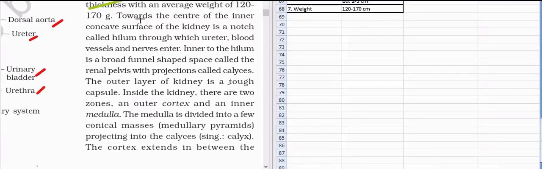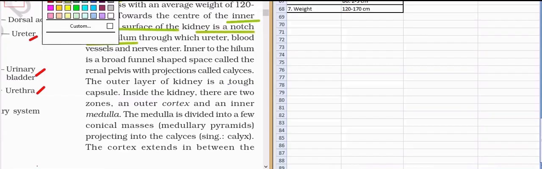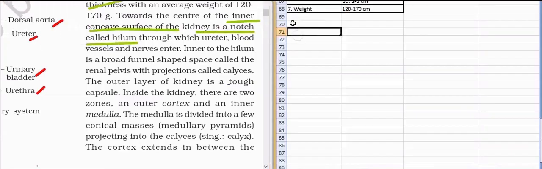Let's look into the concept, that is anatomy of the kidney. Now you see the inner concave surface of the kidney has a notch called the hilum. Okay, so the topic starts here. If you go for the notes, the topic is anatomy of kidney.